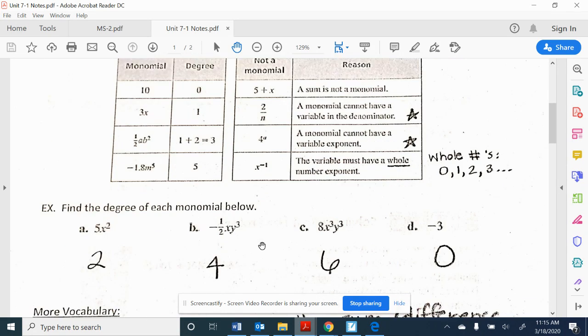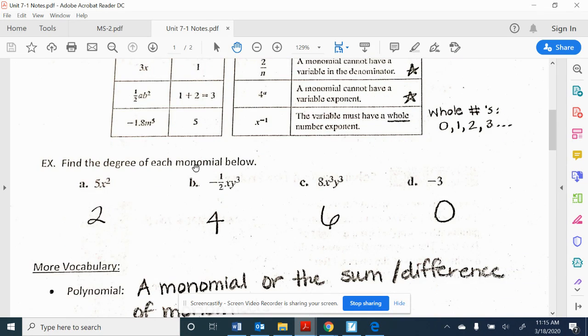Okay, so find the degree of each of the monomials below. 5x squared. x is my variable raised to the second power. That's degree 2. Negative 1/2 x y to the third. x and y are variables. The exponent on x is 1. The exponent on y is 3. 1 plus 3 is 4. 8x cubed y cubed. x to the third, y to the third. 3 plus 3 is 6. Negative 3. There is no variable, so that has a degree of 0.